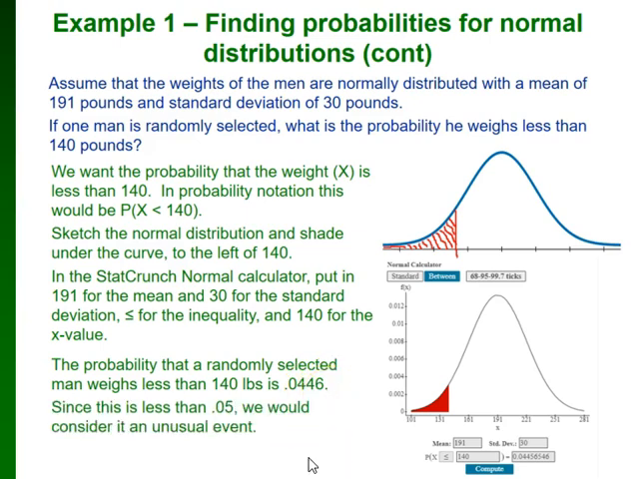When we're talking about probabilities, if the probability of something is less than 0.05, we usually say it's an unusual event. This would be an unusual event because our probability is less than 0.05.